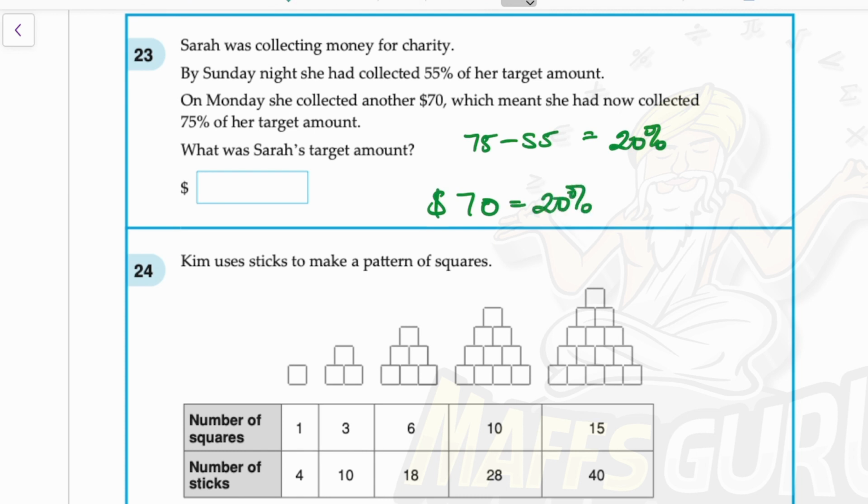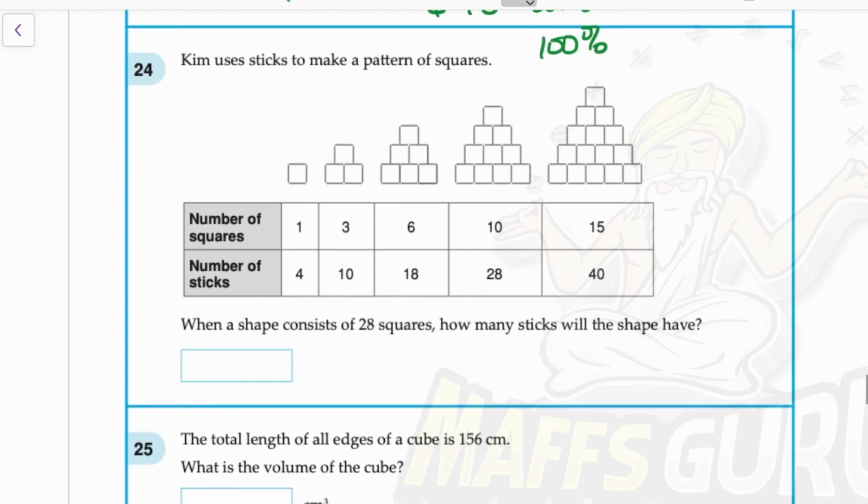What would the whole amount be? Well, 100%. And so we're trying to say, well, if 20% is 70, what would 100% be? So if I do 70 times 5, I'm going to get... Try that one again. No, I'm going to do 70 times 5. I did the wrong thing on my calculator, which is going to give me $350. All right, so 20% is the same as $70. 100%, if I times that by 5, gives me $350, which is 100% of her target.